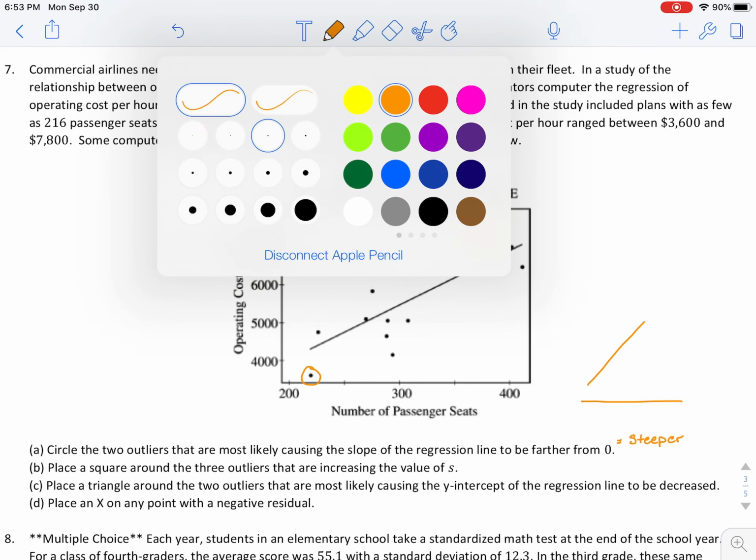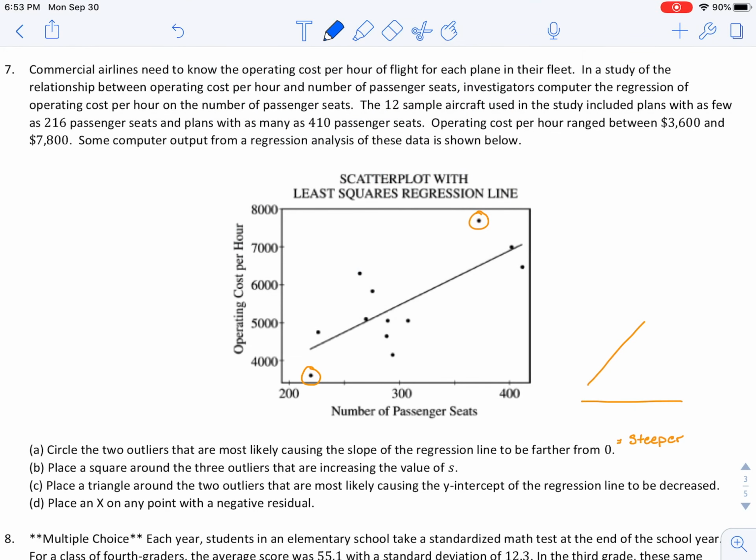So the next, it wants us to put a square around the three outliers that are increasing the value of s. S, remember, is the standard deviation of the residuals. So if you found all the distances of the actual y values to the regression line vertically, all these distances, I want to make that distance bigger. And if we want a bigger s, then I'm talking about the three outliers that are the furthest away vertically. So I would say this one is pretty darn far away.